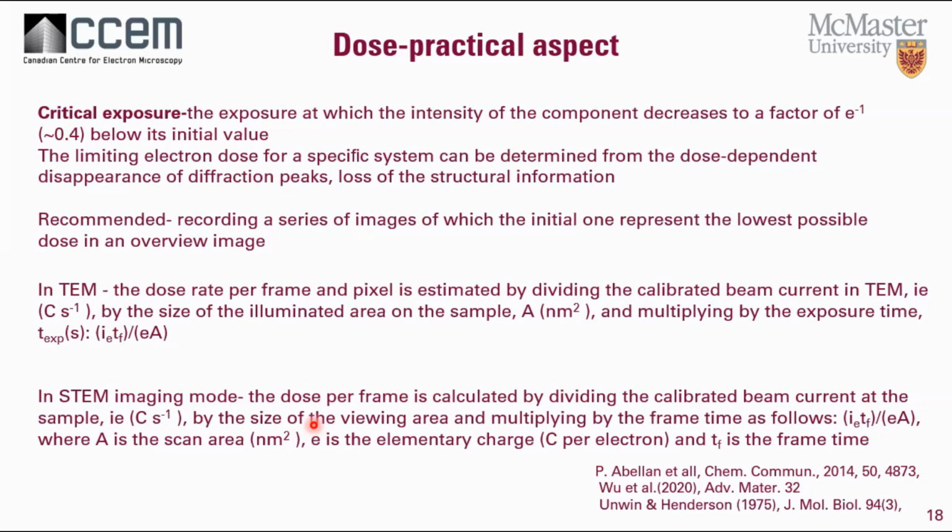So when you sit in front of the microscope and let's say you already have a calibrated value for the current, how do you actually calculate the dose rate? In TEM, it's estimated by dividing the calibrated beam current by the size of the illuminated area on the sample and multiplying it by the exposure time. In STEM, things are a bit different. The dose rate is calculated by knowing the beam current, the size of the viewing area, and the frame time.